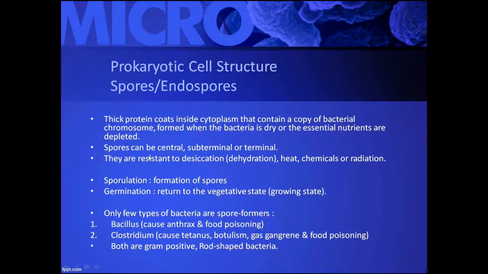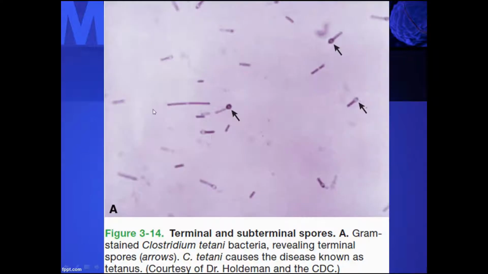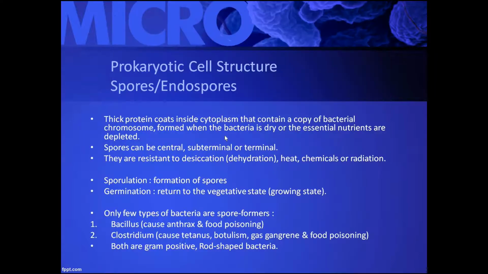Spores can be central, subterminal, or terminal. Let's look at this slide. This is the terminal spore of Clostridium tetani bacteria. The Clostridium tetani is the cause of tetanus. And as you can see, we have the circular spore inside the bacteria, and this can resist everything with the exception of pressure. Sporulation is the formation of spores, and germination is the return to the vegetative state. The vegetative state is the growing state of the bacteria.